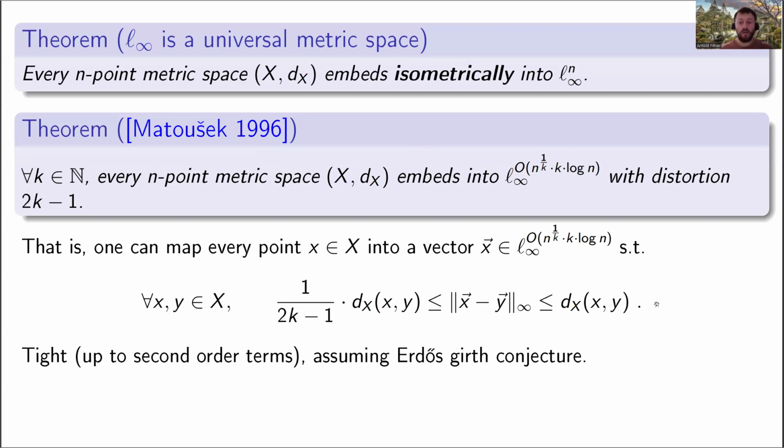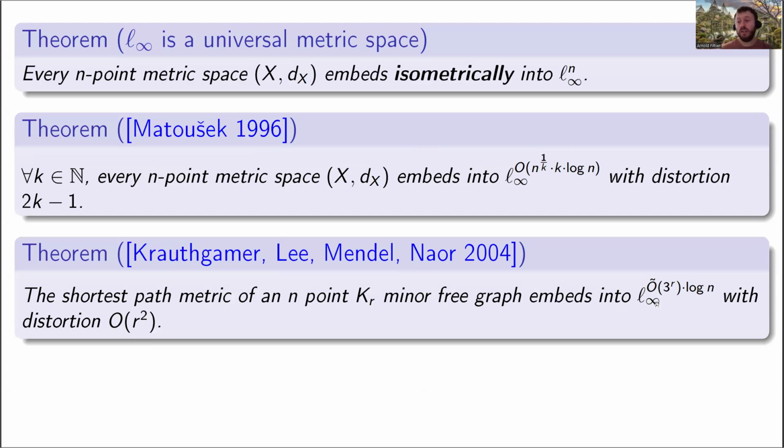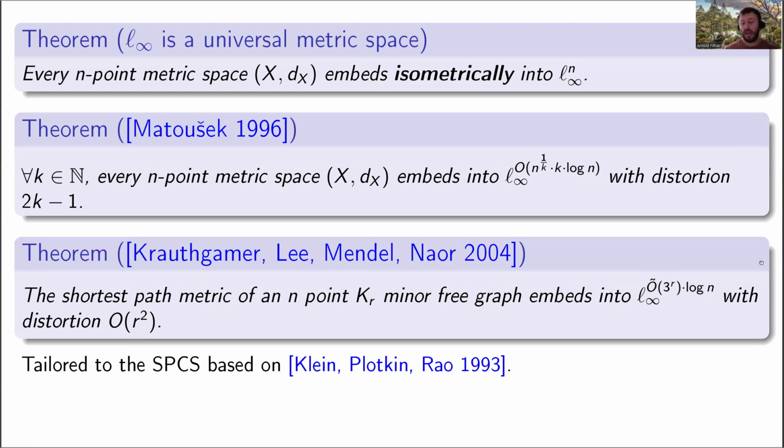However, for minor free graphs, Krauthgamer et al. show that one can do much better. And specifically, one can get distortion R squared while getting the number of dimensions to be only log n times exponential in R. So if, for example, you get a planar graph, which is K5 free, you can get constant distortion and log n dimensions. And this embedding is based on a sparse cover, which is based on the Klein-Plotkin-Rao sparse cover. We have some very nice properties, which they utilized to get this embedding. So it's not clear from here if, given a better sparse cover, you can get a better embedding.